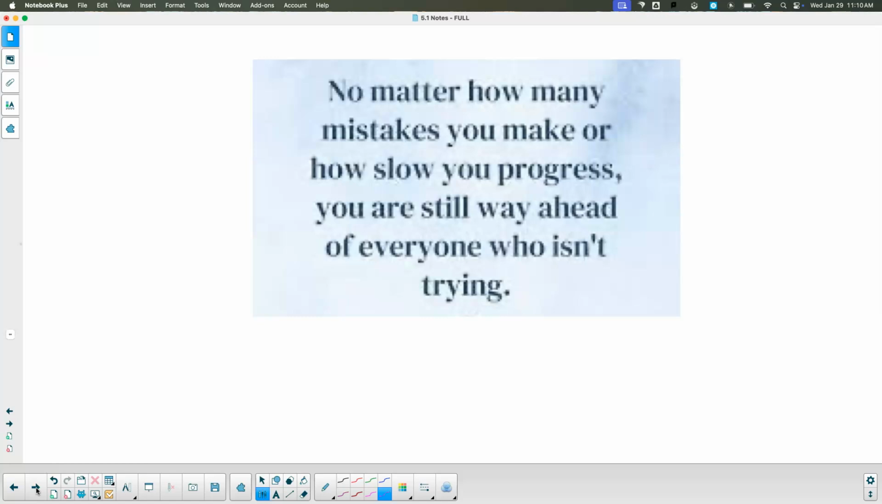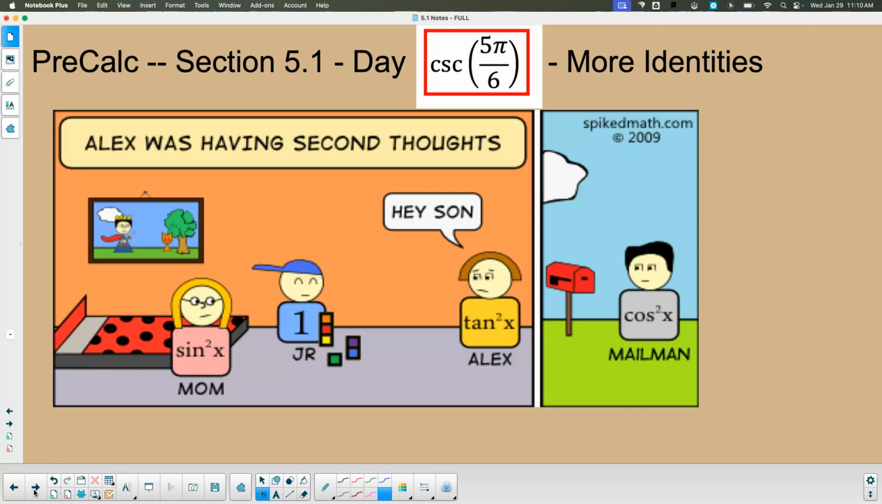No matter how many mistakes you make or how slow your progress, you are still way ahead of everyone who isn't trying. That's a good one too. Wish it was in a cleaner, crisper font. But, all right, so here we go with today's work.